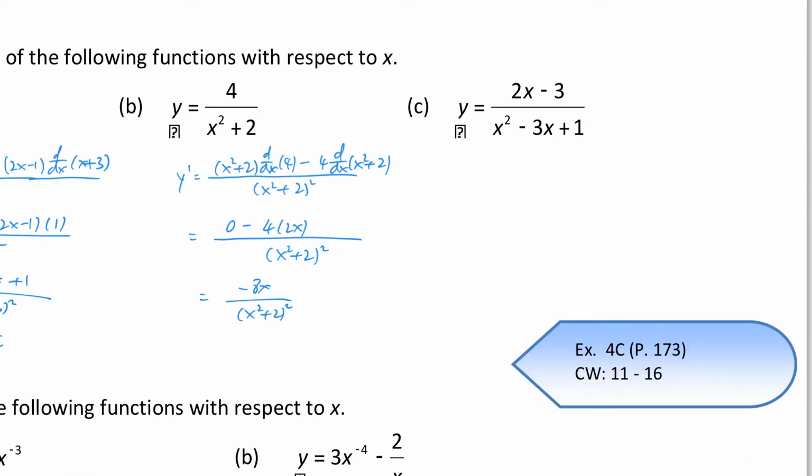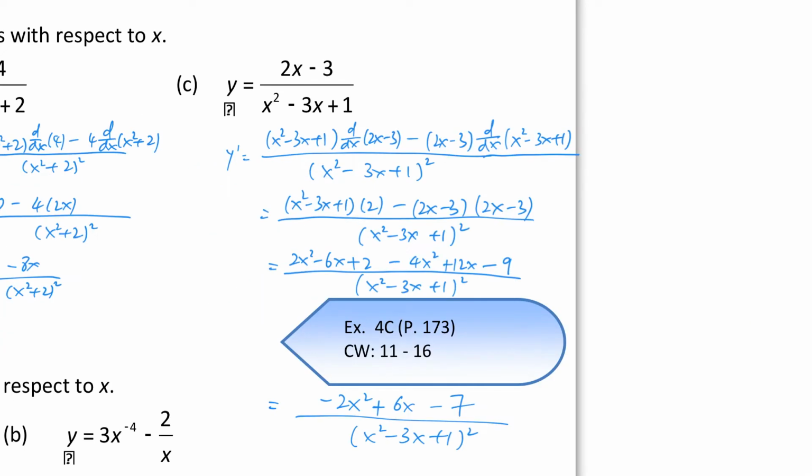Part B. According to the quotient rule, the derivative is like this, and then d over dx of a function which is equal to 4 is equal to 0. So the first part is equal to 0, subtract 4, and the derivative of this term is equal to 2x, so it's negative 8x on your numerator and the denominator is equal to x squared plus 2 all squared.